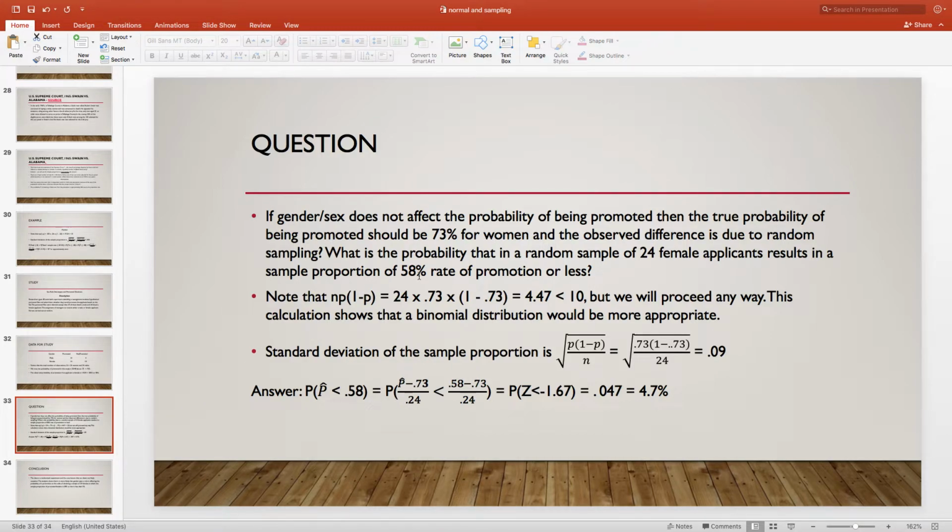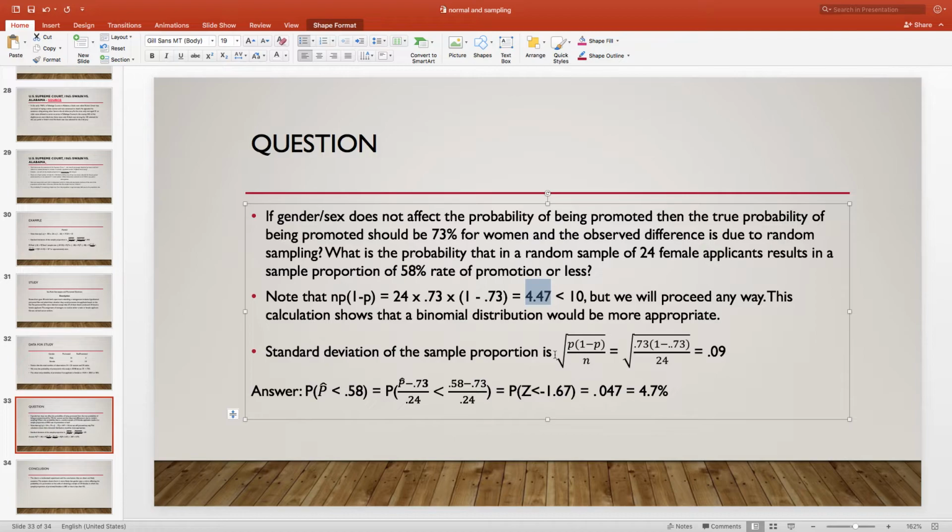Well, I'm going to use the central limit theorem. And one thing you're going to notice is I'm going to check n times p times 1 minus p. That's 24 female applicants times 0.73 times 1 minus 0.73. That's 4.47. So using this normal approximation is questionable, but I'm going to proceed anyway. I could have used the binomial distribution instead of the normal distribution, but I'm going to proceed with the normal distribution.